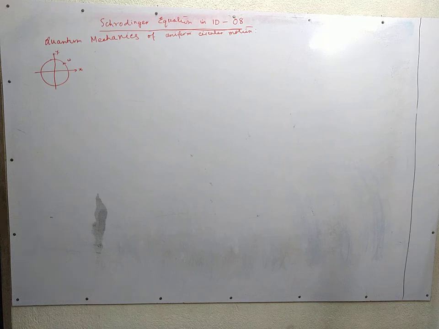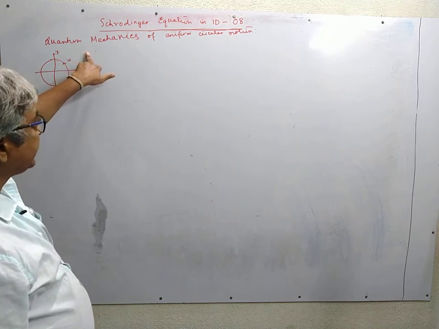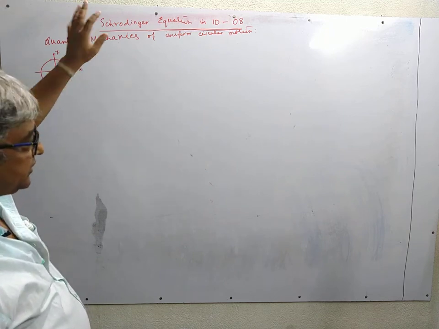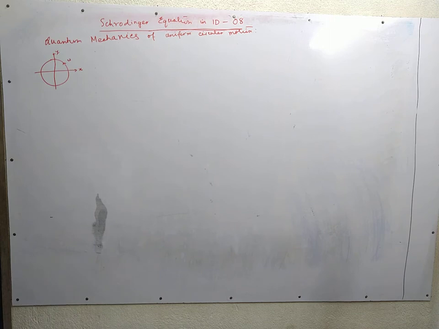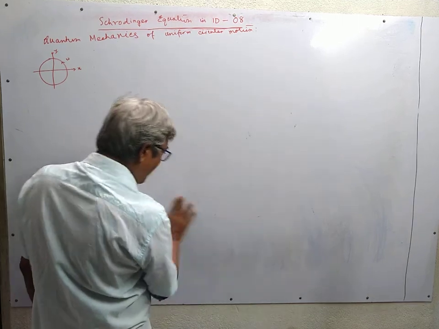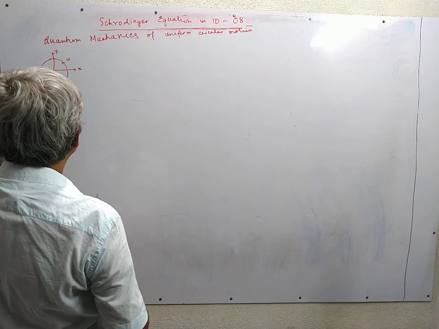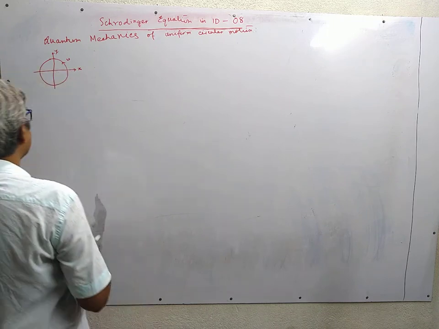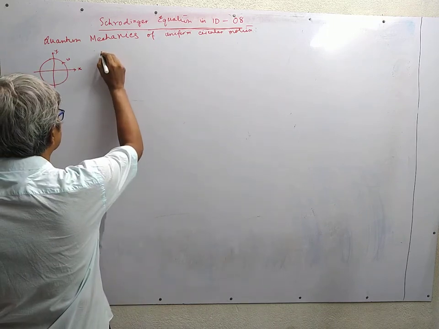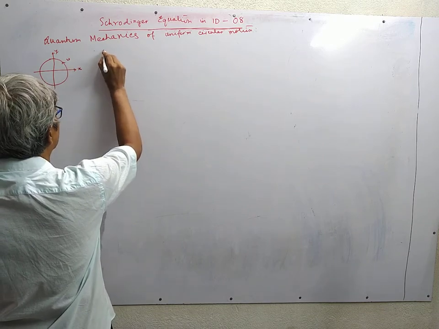Eighth lecture on Schrodinger equation in 1D. Today we shall discuss the quantum mechanics of uniform circular motion. In classical physics, we know that a particle moves along the circumference of a circle with uniform angular speed omega. We want to study the same system in quantum mechanics.